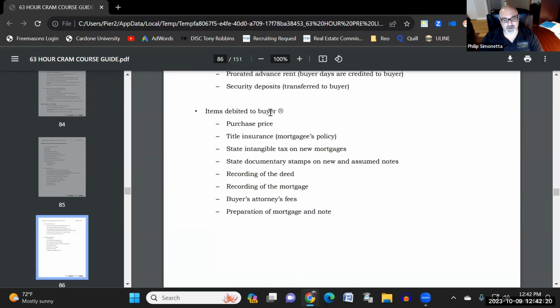Items debited to the buyer: the purchase price. Title insurance for the mortgagee's policy. State intangible tax on the new mortgage. State doc stamps on the new and assumed notes. Recording the deed, recording the mortgage. Buyer's attorney's fees if they have one. Preparation of the mortgage and a note. All those items are debited to the buyer. Okay.